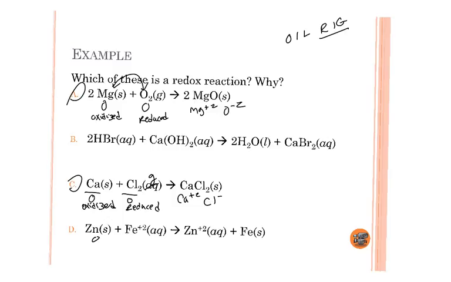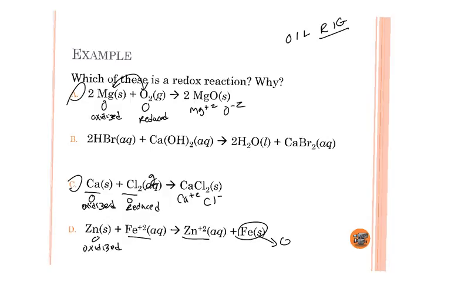Iron here was positive 2, and now it's iron in its normal form, which has a 0 oxidation state. So now it looks like it lost electrons. Sorry, it looks like it gained electrons because we went from positive 2 to 0. So that means this was reduced.